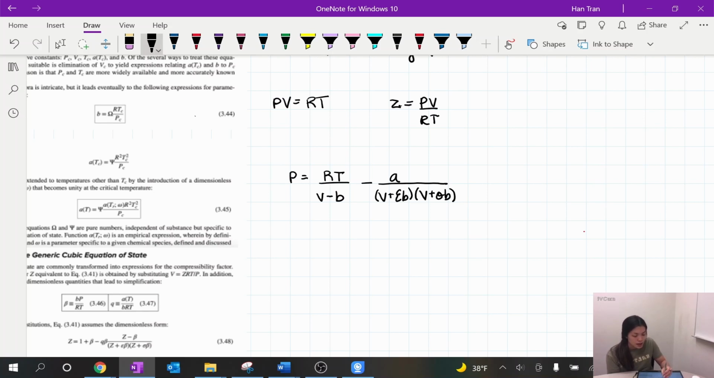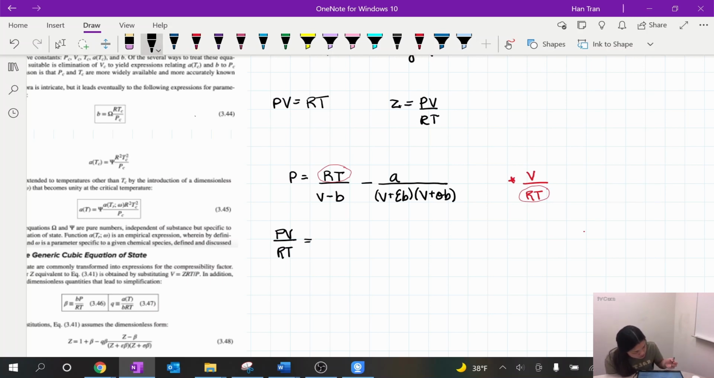So in order to do that, what I'm going to do is multiply by the specific volume divided by the gas constant R times temperature. If I were to do that, I would get pressure times the specific volume divided by gas constant R times temperature on the left. And then on the right, I can see that the numerator of this term is going to cancel out with the gas constant R and temperature in the denominator.